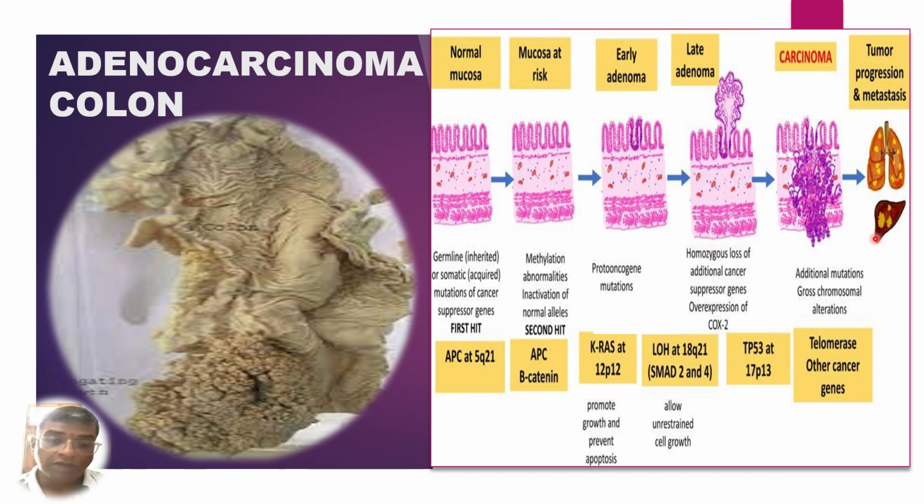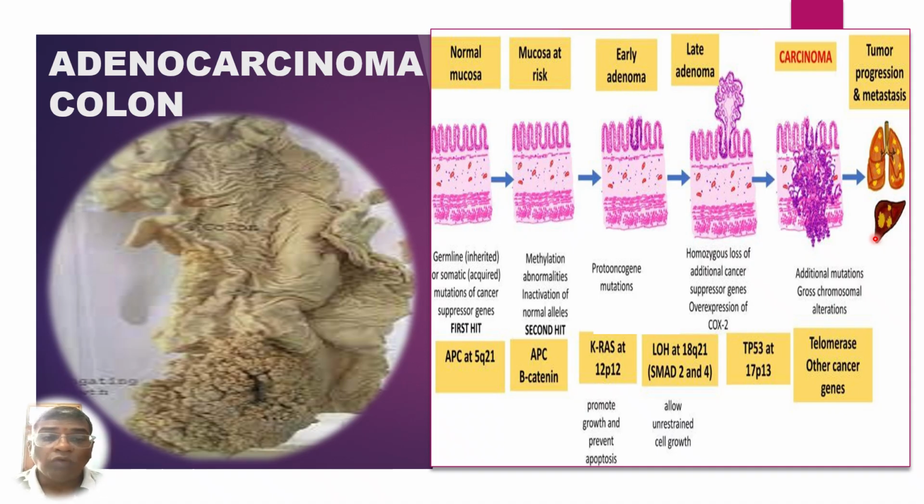So the genes that are involved in the carcinoma adenocarcinoma sequence are: first one is APC, second is KRAS, third one is SMAD2 and 4, fourth one is TP53. You have to remember all these things and you have to write this sequence: carcinoma adenocarcinoma sequence, Knudson two-hit hypothesis, microsatellite instability related to the adenocarcinoma colon.